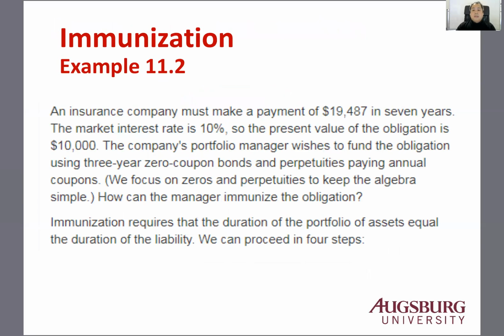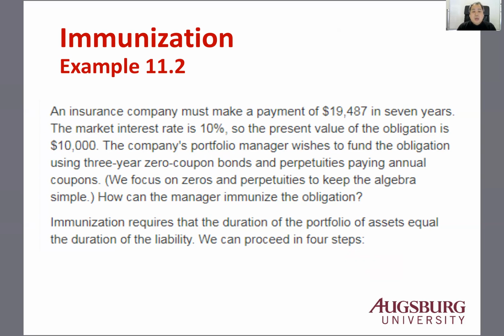So this is another example. The insurance company must make a payment of $19,487 in 7 years. The market rate is 10%. So the present value of this obligation is $10,000. Okay. The company's portfolio manager wishes to fund this obligation using 3-year zero coupon bonds and a perpetuity. So it's kind of, we simplify the example.